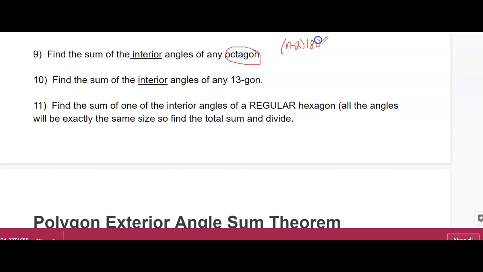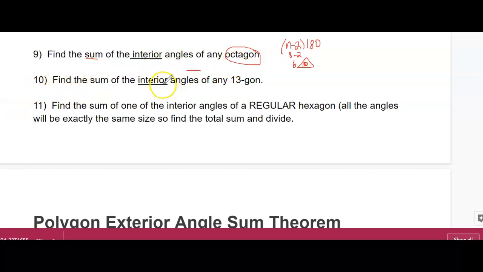So what is that? Count the number of sides. There's 8 sides. So 8 minus 2. 8 minus 2 is, good, 6. So there's 6 triangles, and each triangle is 180 degrees. So you would just multiply 6 times 180, and that's going to give you the sum of the interior angles. So what is that answer? 6 times 180.